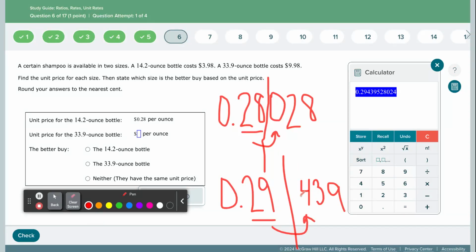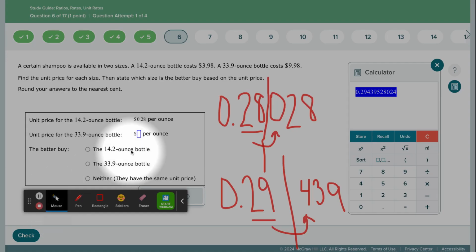If it's a 4, you just keep it the same, right? You only round up if this is a 5 or above. So if it's a 5, 6, 7, 8, or 9, you're going to round up. So we now know that it's roughly 29 cents per ounce.